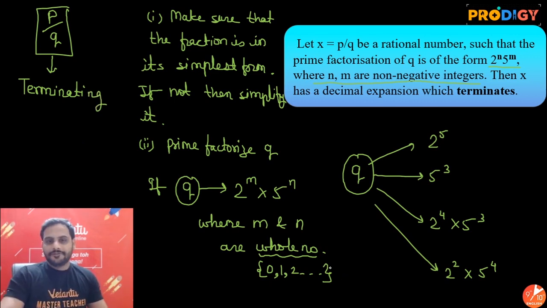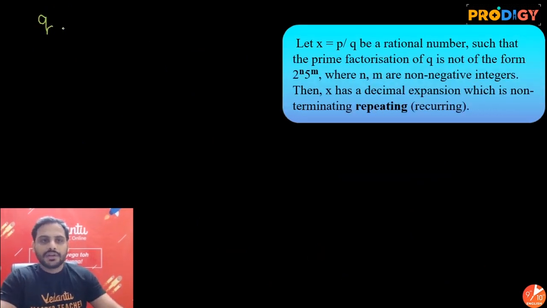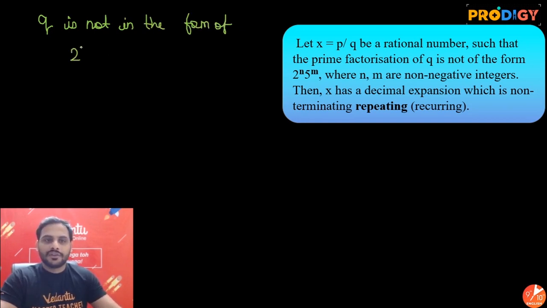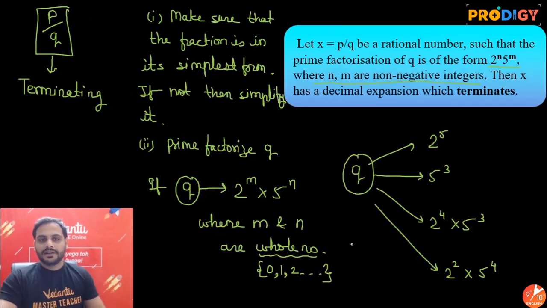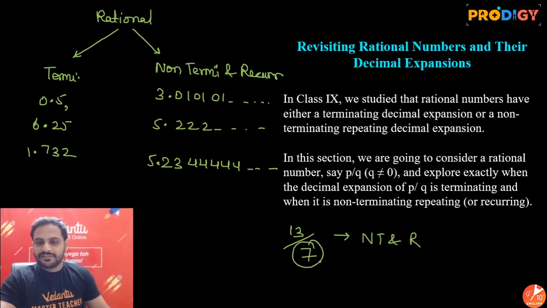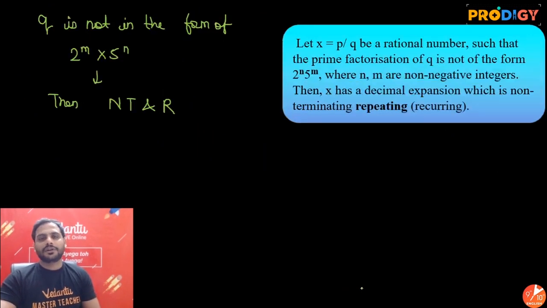And if q is not in the form of 2 raised to the power m into 5 raised to the power n, then the decimal expansion will be non-terminating and recurring or repeating. That is why see, I saw 13/7, 7 is not in the form of 2 raised to the power m into 5 raised to the power n. It is what? 7 raised to the power 1. So I will say it is non-terminating.